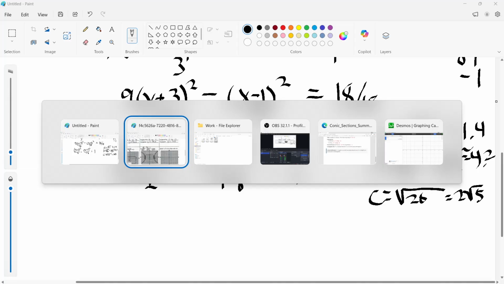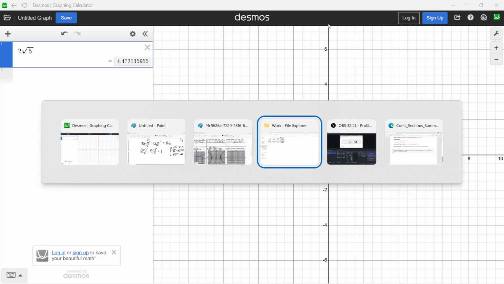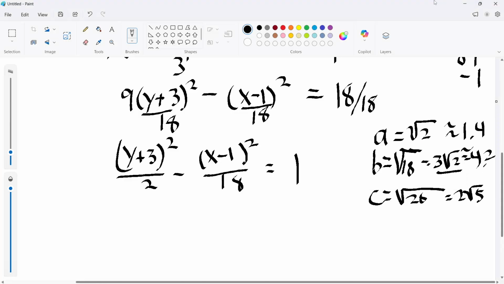Let me try it on Desmos. Where's Desmos? 2 square root of 5. Oh, yeah, 4.4, 4.5, approximately. I need that approximate for when I graph it.